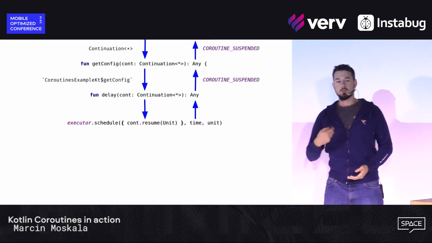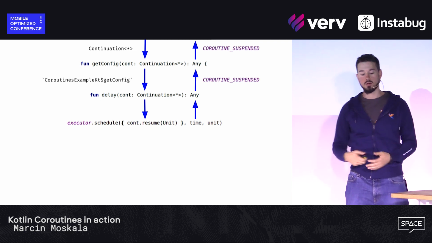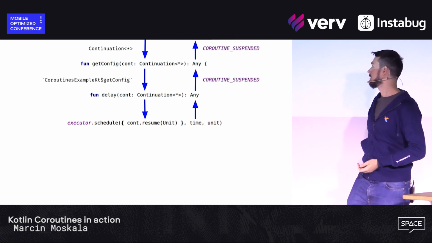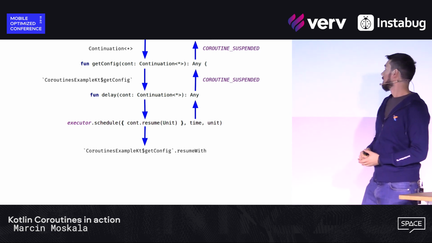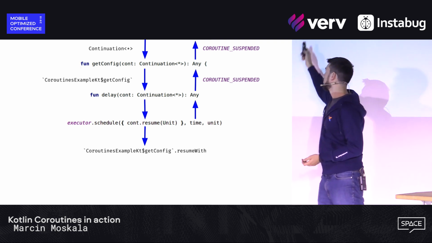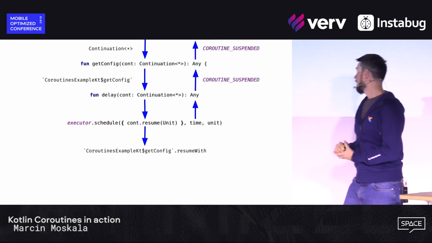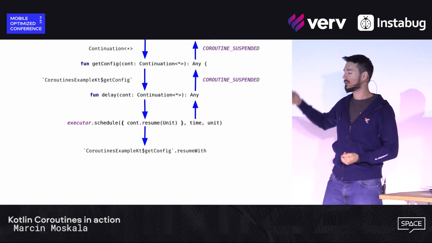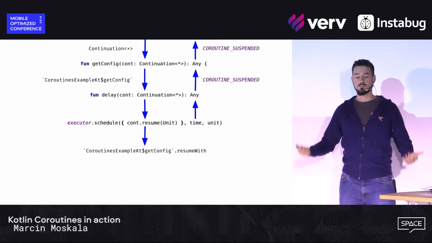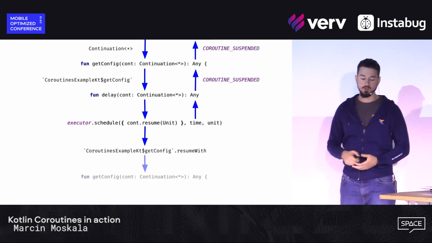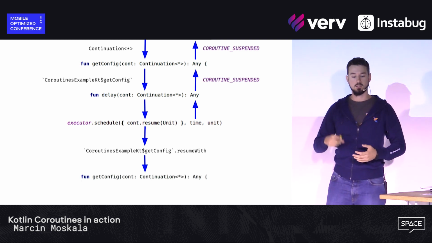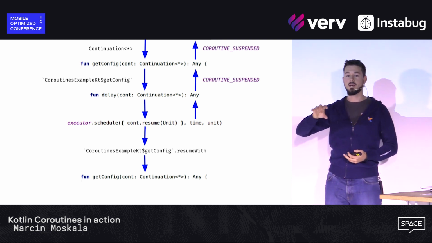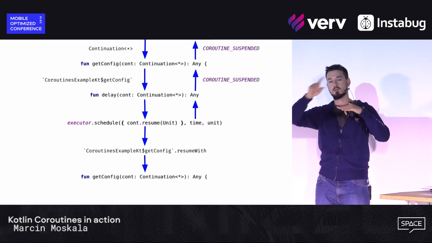For 1 second. After 1 second, the scheduler resumes the coroutine. And this resume is a part of a special class generated for this suspending function. So this is resume with in the newer API, resume in our older API. And this special class is generated from this suspending function, and it calls the resume. In the case of success, it calls its suspending function with a reference to itself. So getConfig is called with this continuation. And notice that we already set the label of this continuation to the next state. So we will continue getConfig from the next state.